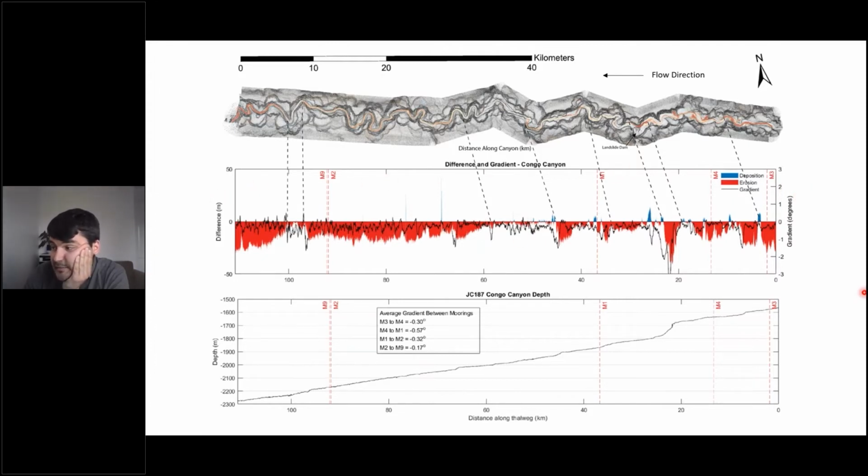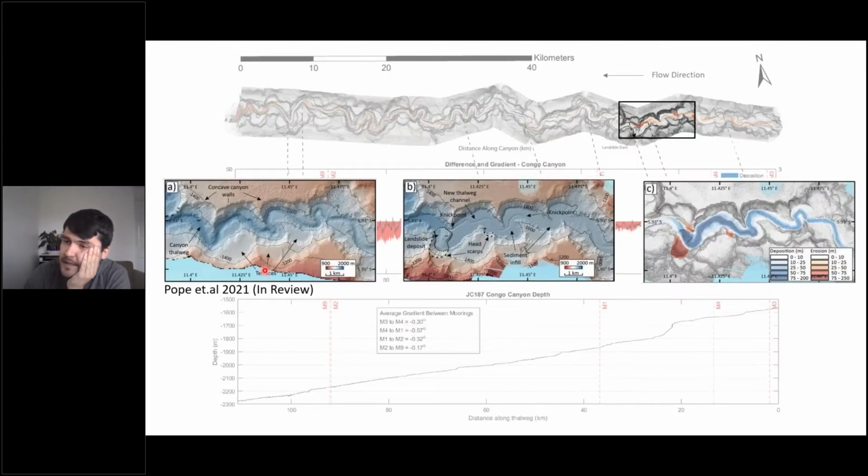The second striking observation is in this dip here. This bottom one is just the depth of the Thalweg across the canyon. And we have this large knickpoint located here, which is believed to be an ancient landslide dam. Work by Ed Pope has documented this. This is data from roughly 2000, and this is our 2019 survey.